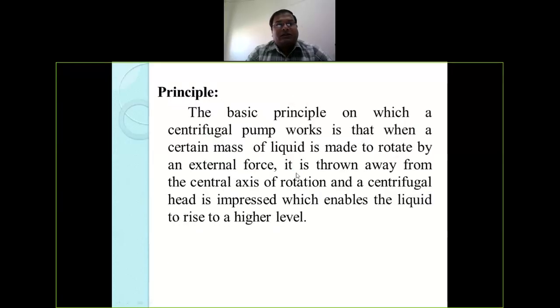Now if we talk about the principle of the centrifugal pump, you can see here the basic principle on which a centrifugal pump works is that when a certain mass of liquid is made to rotate by an external force, it is thrown away from the central axis of rotation and a centrifugal head is impressed, which enables the liquid to rise to a higher level. So the centrifugal pump generally works on this principle.